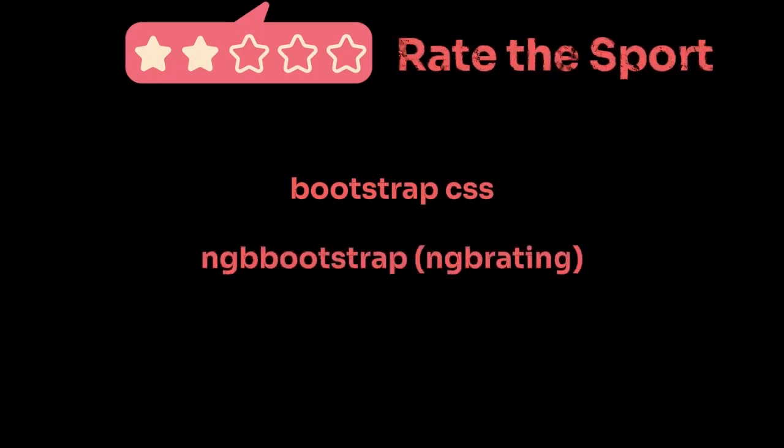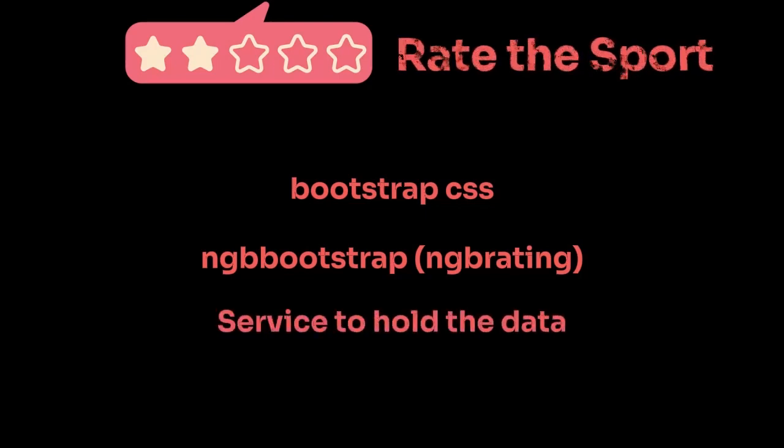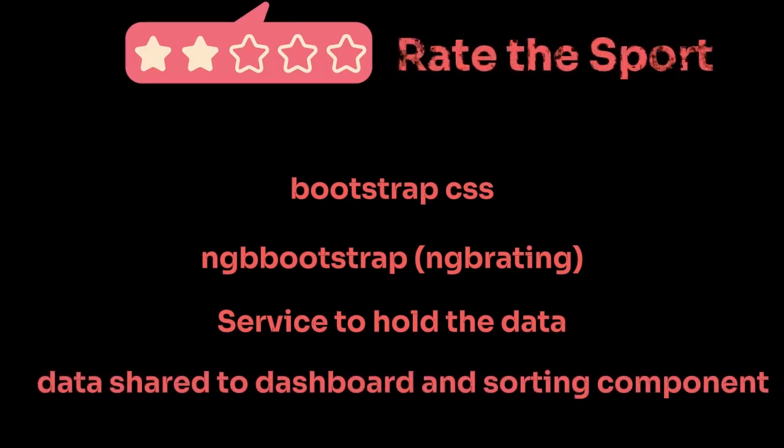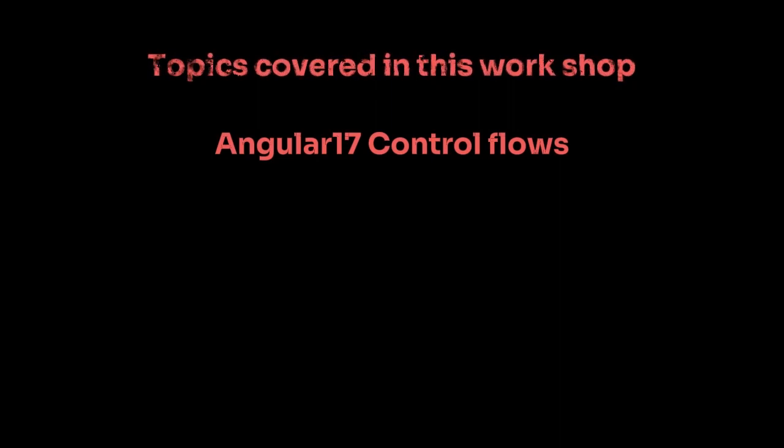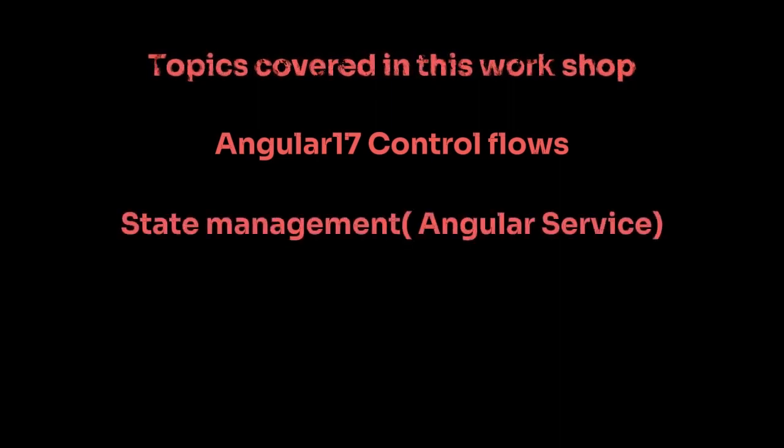As part of this workshop, I'm using Bootstrap CSS and the NGB rating module to hold the rating, and a service to hold the initial data of sports images and an initial rating of 0. The service is going to be injected into the main app component, and the data is shared to the sports dashboard and the sorted rating component from the parent, the app component. When the user clicks the rating in the rating sports dashboard, it is sent back to the app component, and in turn it is sent to the sorted component. So in this workshop we are going to majorly cover Angular 17 loops as well as an Angular service to hold the state, which is the data, and the data sharing between parent to child and child to parent.